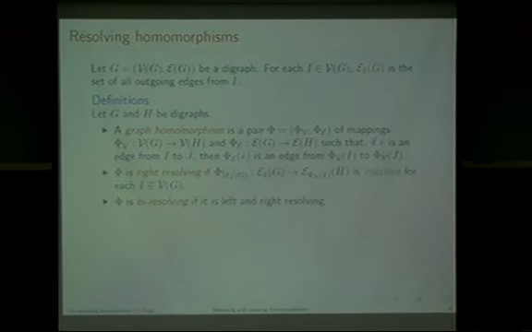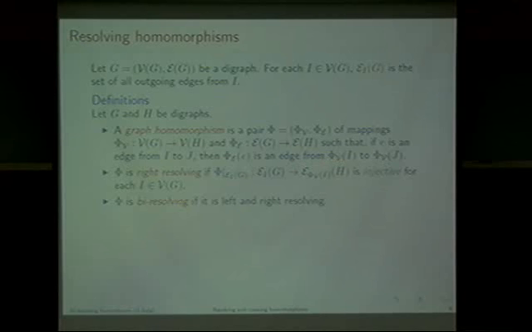So let's begin with the definition of resolving homomorphism. Let G be a digraph whose vertex set is V and whose edge set is E. For each vertex I in a graph G, let E subscript I be the set of all outgoing edges from the vertex I. And let G and H be digraphs. A graph homomorphism is just a pair of a vertex mapping and an edge mapping such that the adjacency rules are preserved. That is, if E is an edge from a vertex I to J, then P of E is an edge from P of I to P of J.